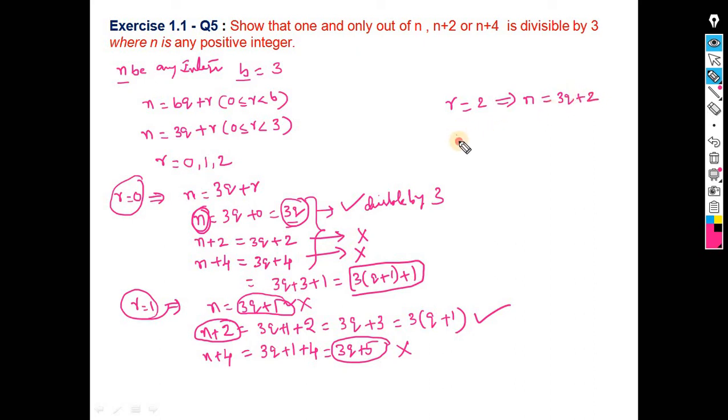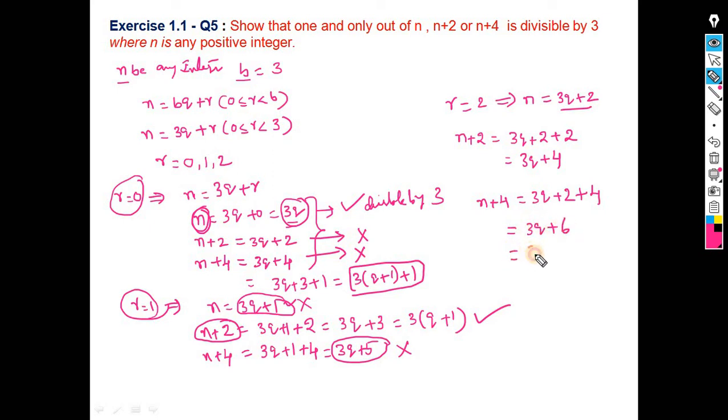So, now n plus 2 is equal to, what is your n value? 3q plus 2, plus 2, that is 3q plus 4. And the next value n plus 4, that is 3q plus 2, that is your n value here, plus 4, that means 3q plus 6.